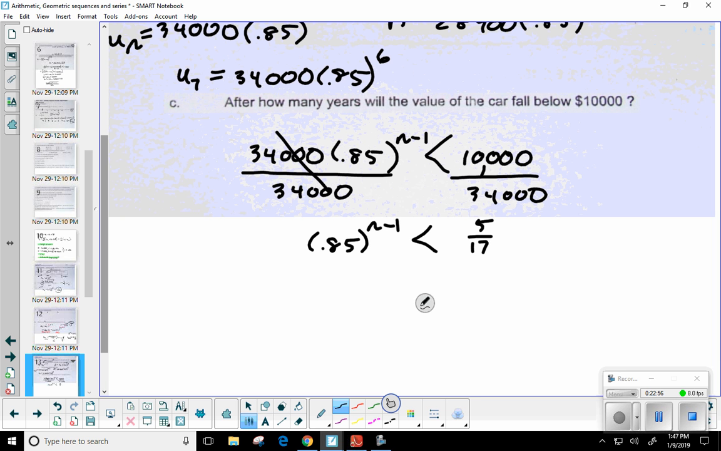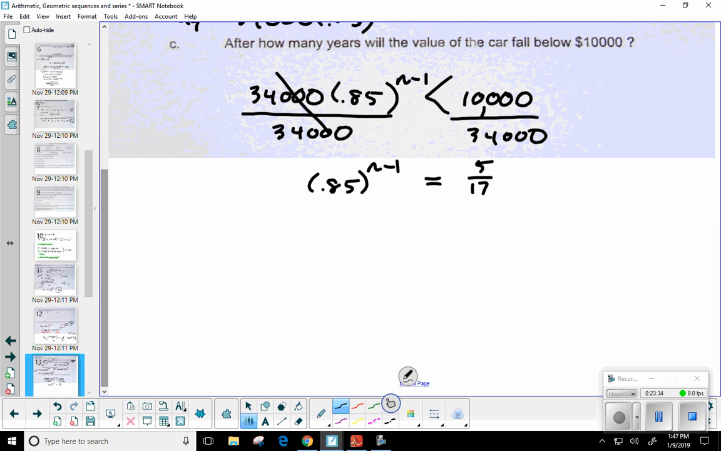Okay, take the log. Now remember there were 3 parts to every logarithm and exponential. 0.85 is your base. N minus 1, that's the power, the exponent. And 5/17 is your argument. So I could say log base 0.85 of 5/17 equals the n minus 1. And just because we're about to plug this in the calculator, since we won't have to worry about the inequality, I'm just going to make that equals, and we'll know that it has to be more than that particular amount of time. That's just going to make it a little easier because there are a few tricks involved with a logarithmic inequality, and I really don't want to get into them right here.